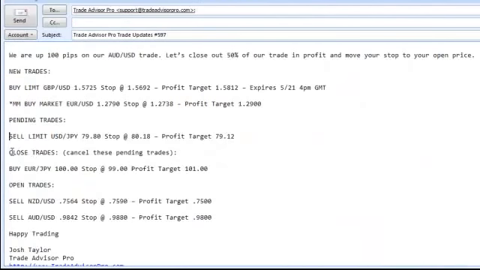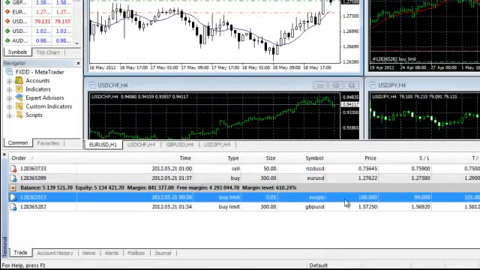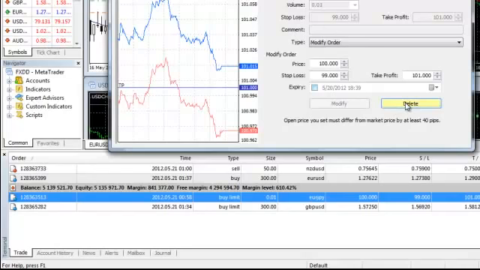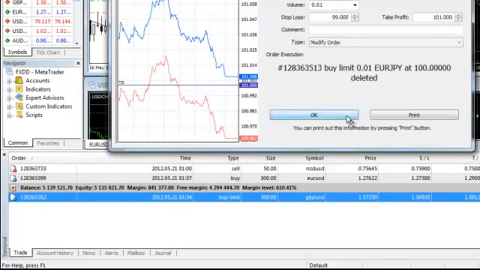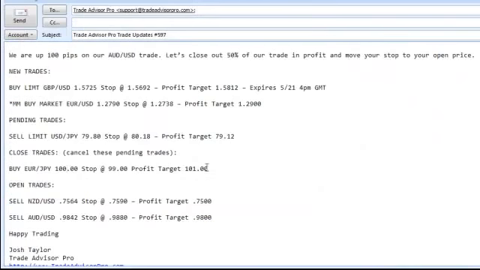Now let's talk about closed trades. This means this was a pending order that never hit our target, or we don't like where the pair is going, and so we're going to close it out before it ever goes live. This one says the buy euro at 100. We're going to cancel that trade. So we're going to go to the software. There it is right there. See the trade? You can highlight it just by clicking on it. You right click, modify or delete. Just click delete order. Boom, the trade is gone. See it disappear?